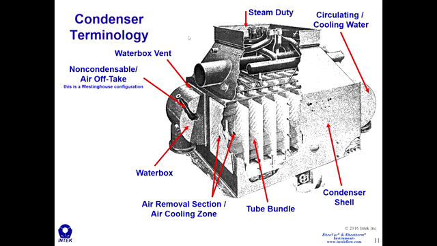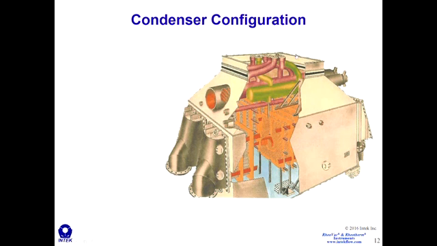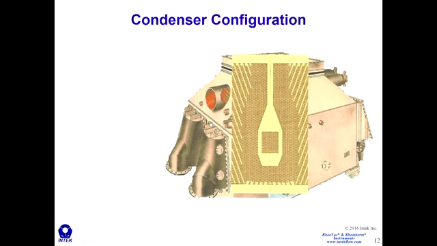I'd like to move on to some other, probably more important things here, which is condenser configuration. Now, the thing about condensers is they can be configured in all different kinds of ways. We'll talk about the outer configuration, but right now I want to focus on the internal configuration. Inside, you can have feed water heaters up here and whatnot, but what I want to focus on is the tube bundle pattern.